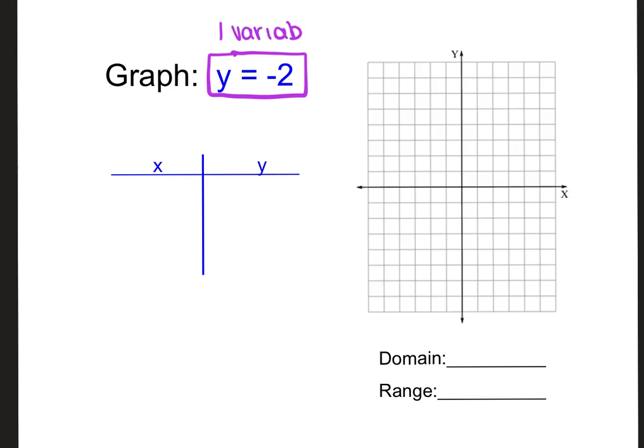And if we only have one variable, we can automatically assume that this is going to be a horizontal or a vertical line. And so the easiest way to figure that out is to use a table to help you. So if you only see one variable, my suggestion is to always use a table because you're not going to be able to easily find a slope and y-intercept if you only have one variable.